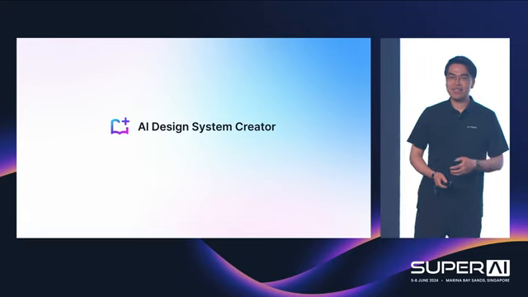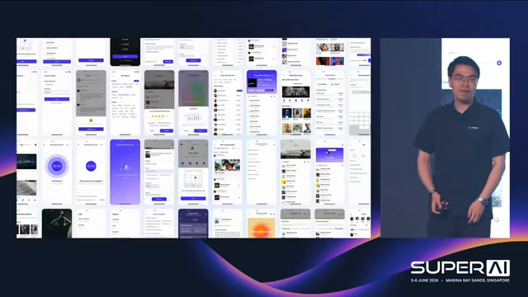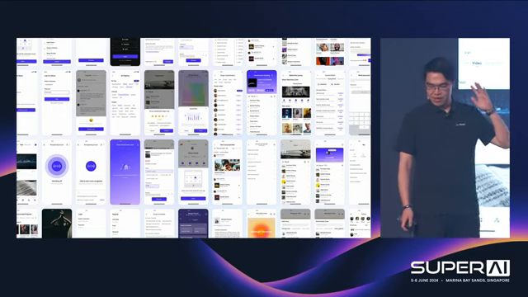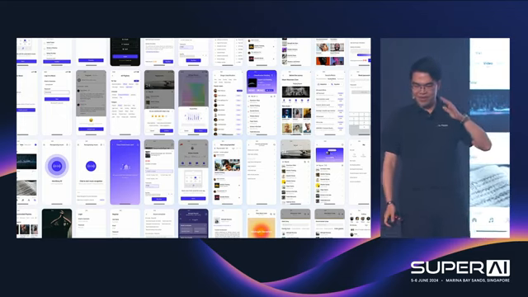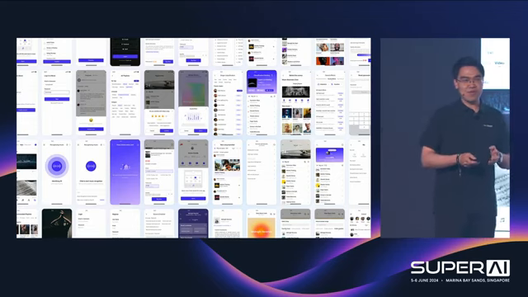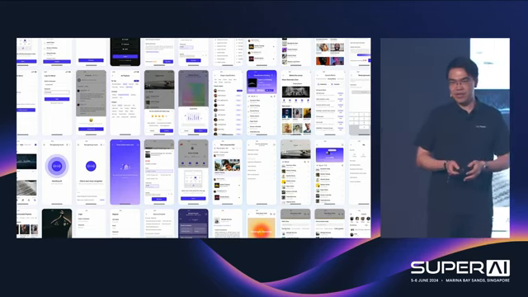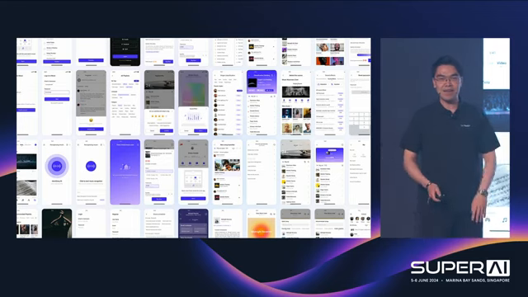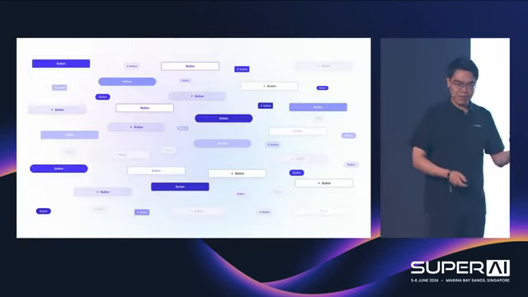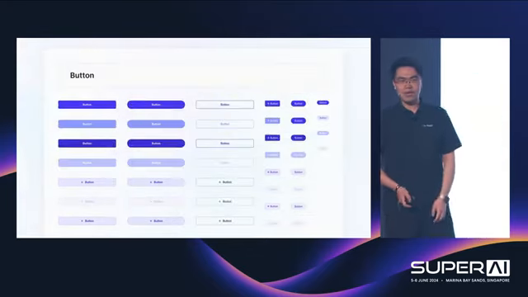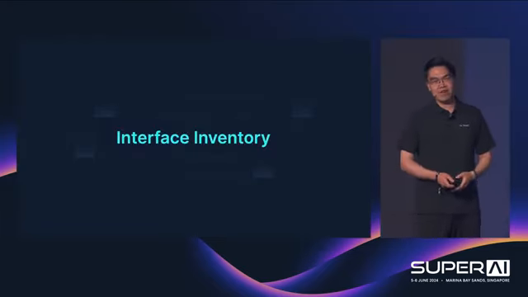Firstly, AI Design System Creator. And here, you will see lots of interfaces. It's horrible for designers because it's just the tip of the iceberg. Every time you want to create a design system, you need to check all the design files, check the interfaces one by one, and then find the components or styles from these interfaces and put them into groups. The book Atomic Design calls this process interface inventory.